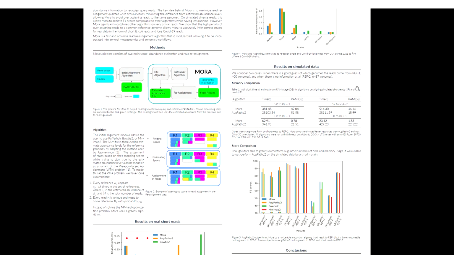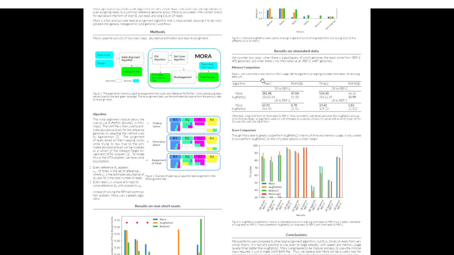We also looked at how well Mora compares on diverse reads. And using simulated data, we looked at 2 cases. When we have a good guess of where the reads come from, ref1 with 400 genomes, and when there's no information at all, which is ref2 with 6,487 genomes.